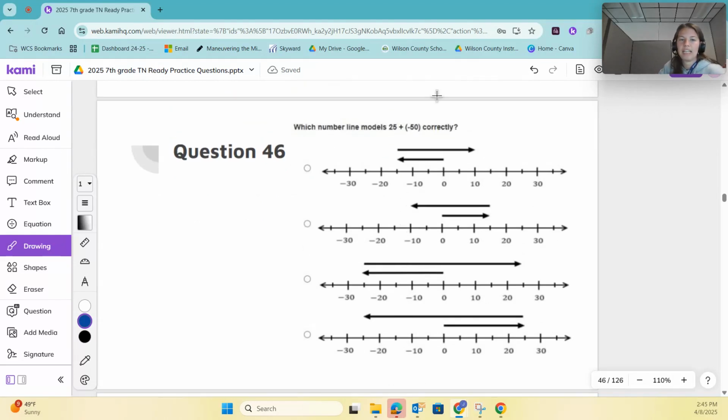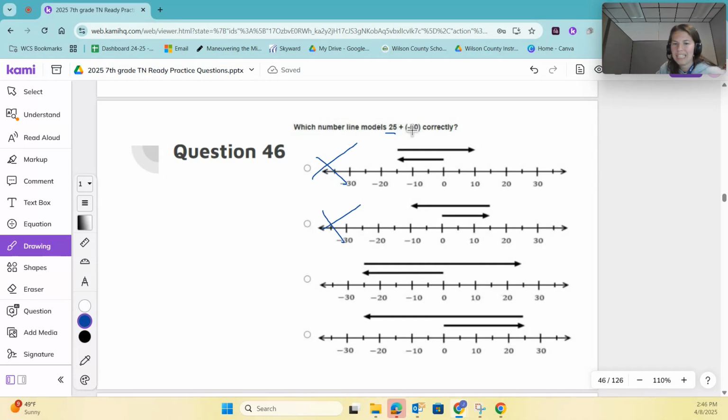Number 46. Which number line models 25 plus negative 50 correctly? Okay, so we're going to start at 25. So this is positive 25. Let's take a look at which one of these starts at positive 25. Okay, this one has a positive 25. This one has a positive 25. And these two don't even have positive 25 anywhere on here.